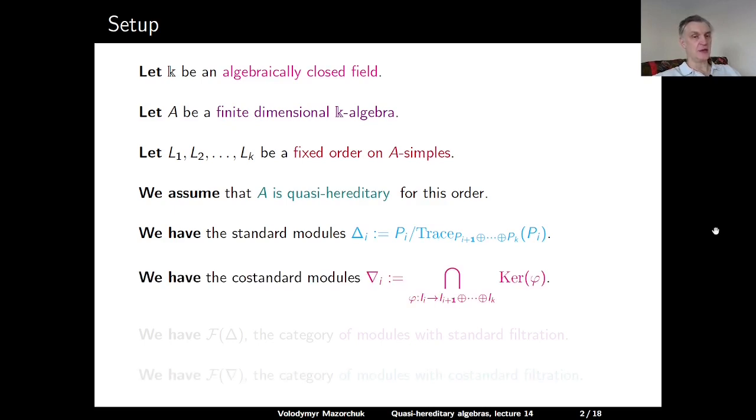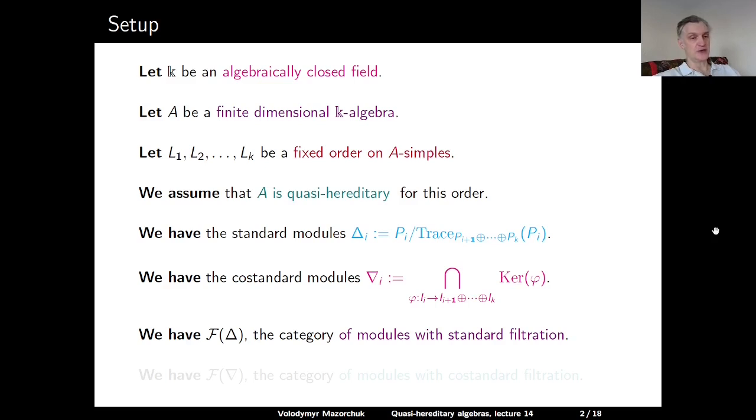And we also have the costandard module nabla i, which is the intersection inside the indecomposable injective module Ii of the kernels of all homomorphisms from Ii to all Ij's, where j is strictly greater than i. Then we have the category F delta. That's a full subcategory of the category of all finite-dimensional A-modules, which consists of all modules which have a filtration with standard subquotients, the so-called standard filtration.